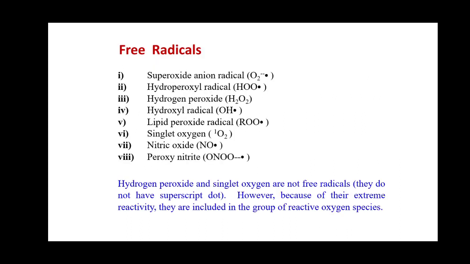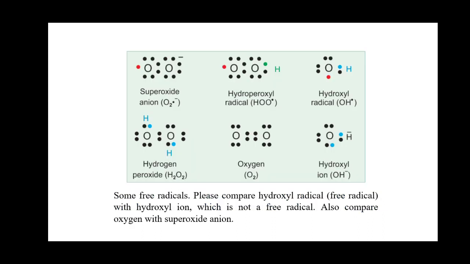So this is the list of free radicals. It includes superoxide anion radical, hydroperoxyl radical, hydrogen peroxide, hydroxyl radical, lipid peroxide radical, singlet oxygen, nitric oxide, and peroxynitrate. Here we can see that hydrogen peroxide and singlet oxygen are not free radicals, but they are included in the free radical list because of their extreme reactivity. They are added to the group of ROS.